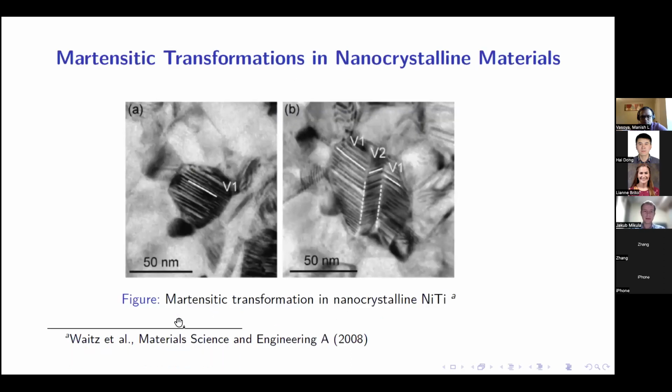Here we have another example from another publication by Waits, where we see a polycrystal with 2 different grain sizes. In the larger grains, with the martensitic transformation, there are 2 variants that formed. As the grain size decreases, we end up with just 1 variant. And eventually, if the grain size decreases even more, below 50 nanometers, the phase transformation is completely suppressed.